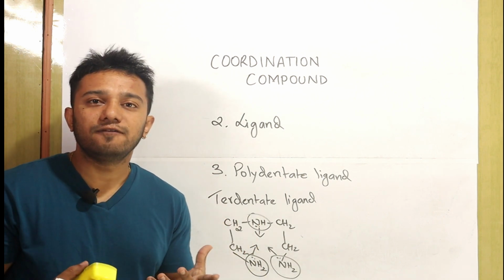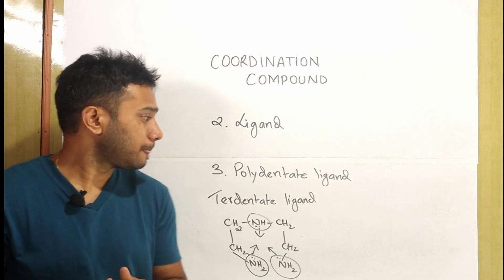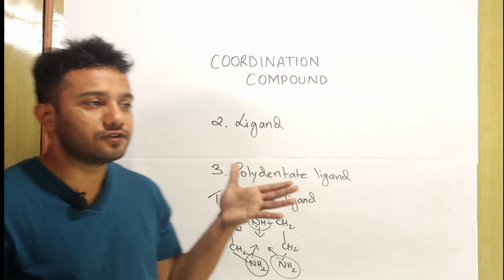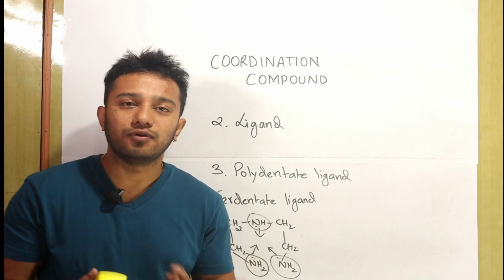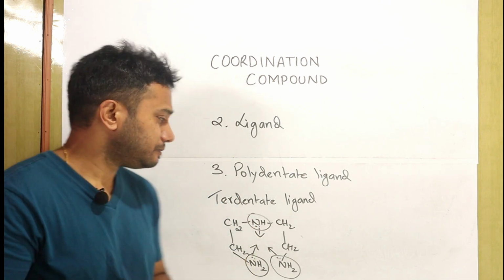For 6 we have EDTA as well. So these are different types of ligands: monodentate ligand, bidentate ligand, and polydentate ligand.